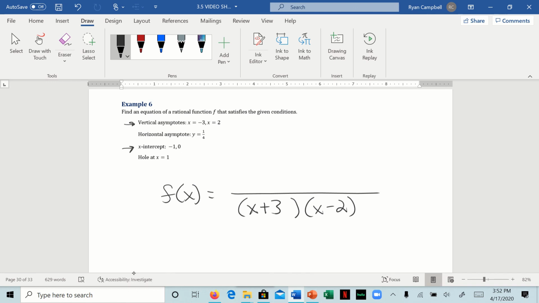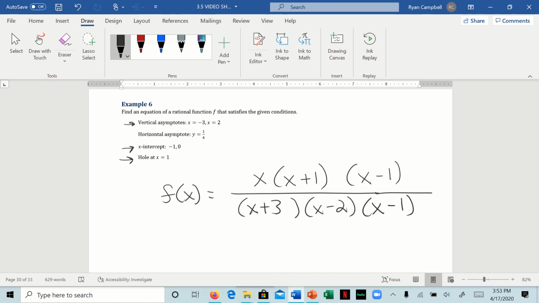The next one, the x-intercepts. Remember we said the vertical asymptotes are on the bottom and the x-intercepts end up being on the top. So if we have -1, that's just x plus 1. If we have 0, that's x minus 0, or just x, right? So if we want to make it look a little prettier, we can put that up front. We also have a hole at 1. So remember when we had a hole, that means that we crossed out something. So that means it has to go on the top and the bottom because it eventually needs to be simplified. So at 1, that would be x minus 1 on the top and x minus 1 on the bottom.